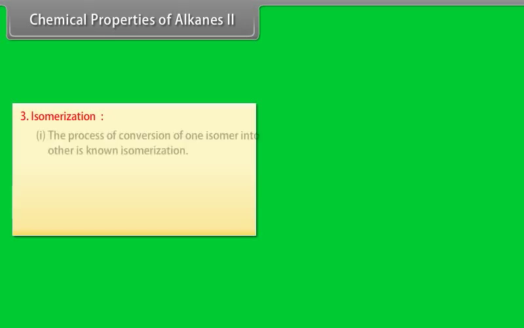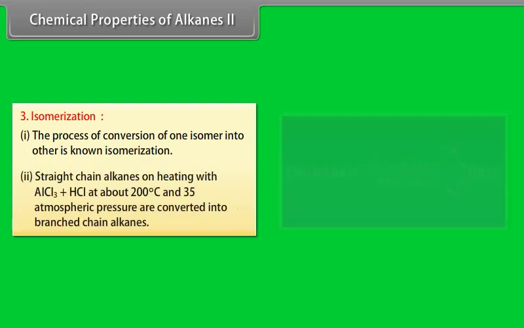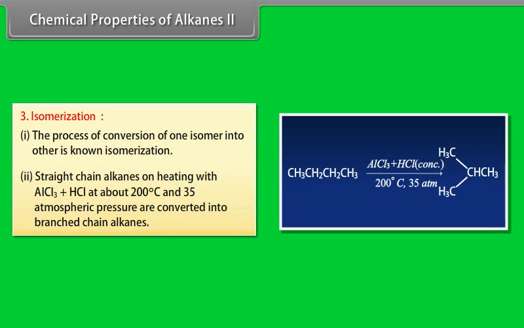Isomerization. Number 1: the process of conversion of one isomer into another is known as isomerization. Number 2: straight chain alkanes, when heated with AlCl3 plus HCl at about 200 degrees centigrade and 35 atmospheric pressure, are converted into branched chain alkanes.